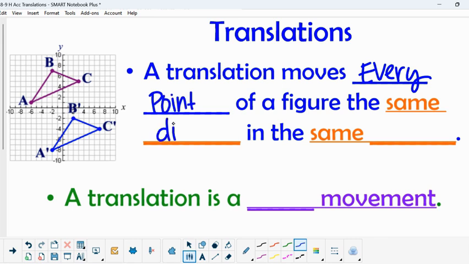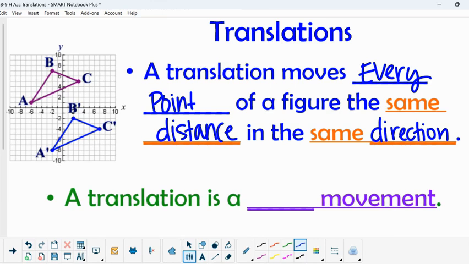Oh, I should say distance first because I've got same over here. Sorry. The same distance in the same direction. So every point is going to move the exact same distance and in the same direction. So C went to here, B went to here, and A went to here. They move the same distance, same direction.